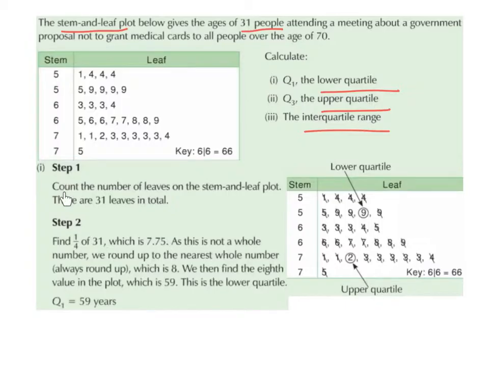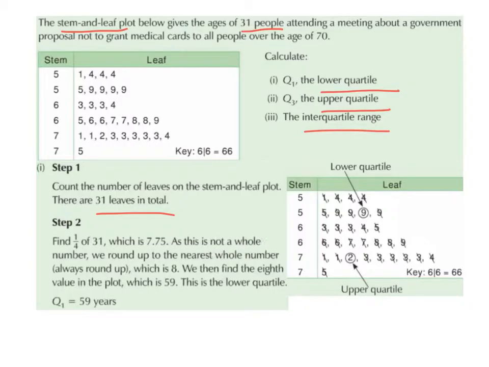So step 1, count the number of leaves on the stem and leaf plot. If we count the number of leaves, altogether we have 31 leaves in total. The word quartile sounds like quarter. So to find the lower quartile, or Q1, the first quarter, we have to get a quarter of the total. So a quarter of 31, we can either multiply a quarter by 31 or divide 31 by 4. Either way, we get 7.75.